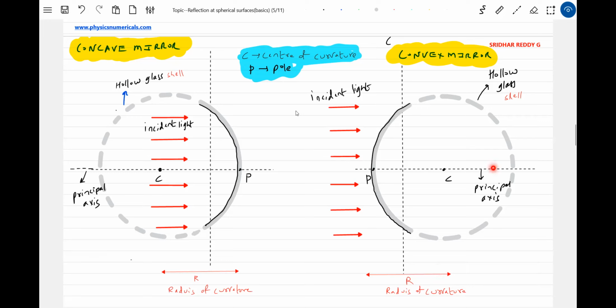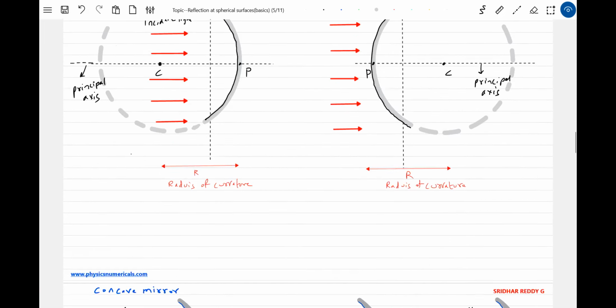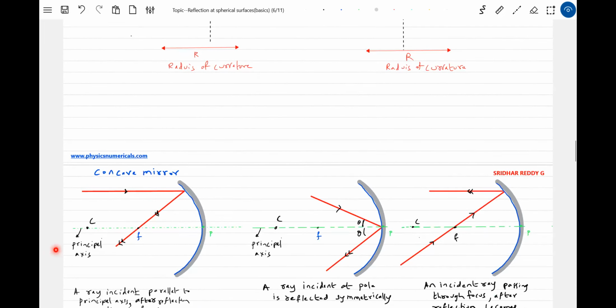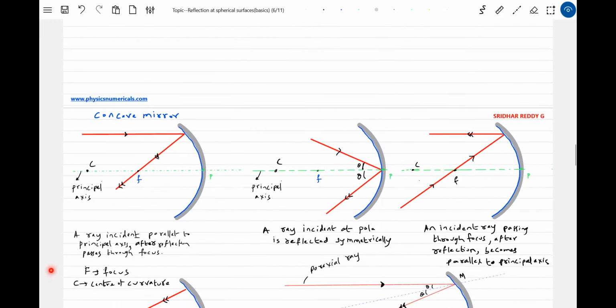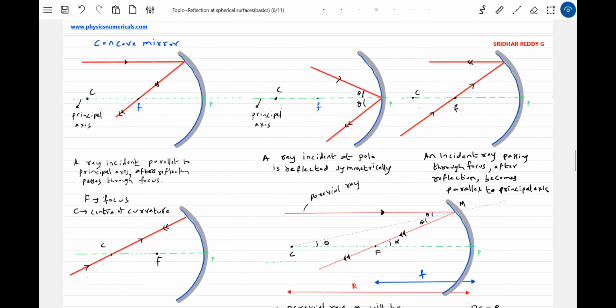Axis of curvature. What is the principal axis? The line joining the pole to the center of curvature is called the principal axis, and this is called the aperture. Okay, now we'll go for tracing.